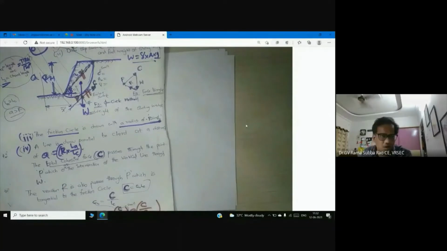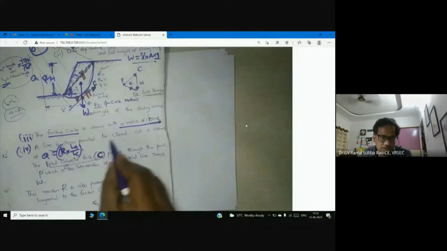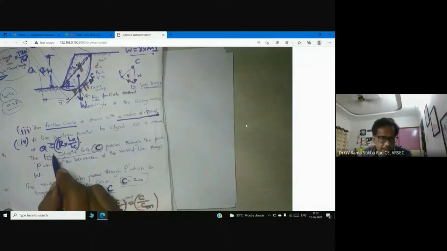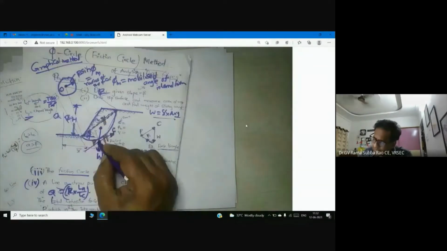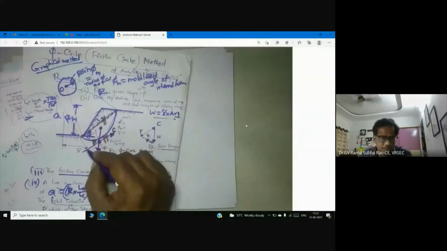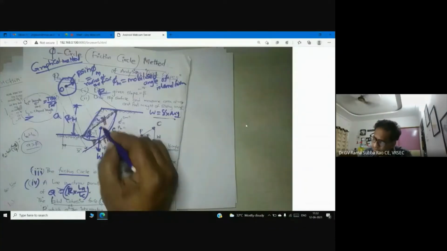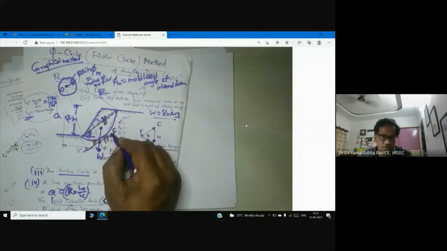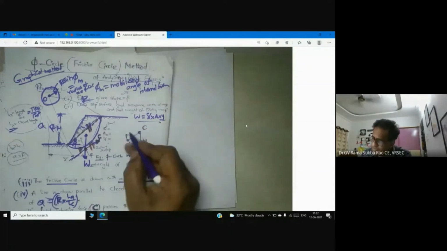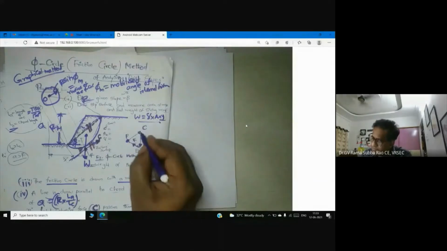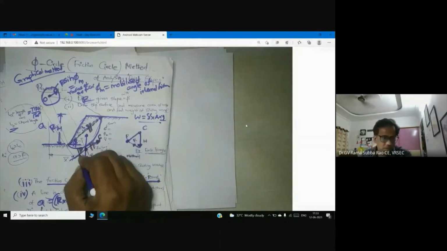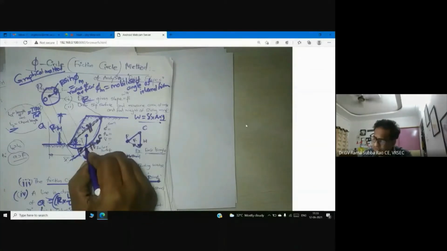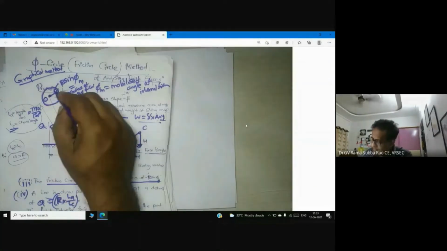Now I have drawn one line, draw a line parallel to the chord at a distance of small a from O. While you are drawing this line, it must be parallel to your chord. Now you can see a triangle. Here you see, I have the weight of the sliding wedge. I have this point P, the point of intersection of this weight and the line.